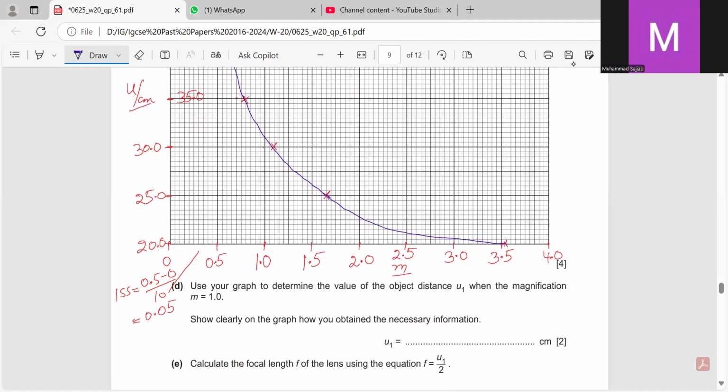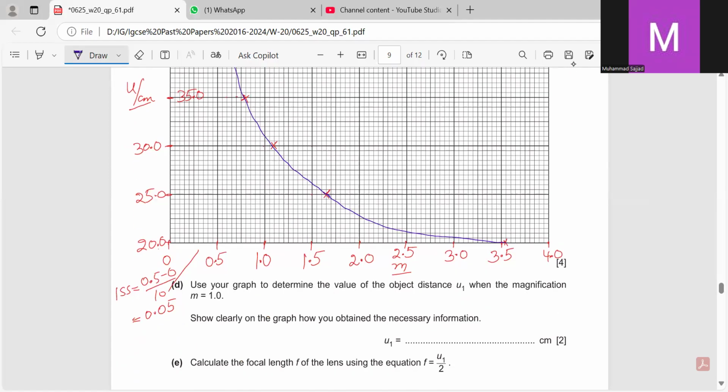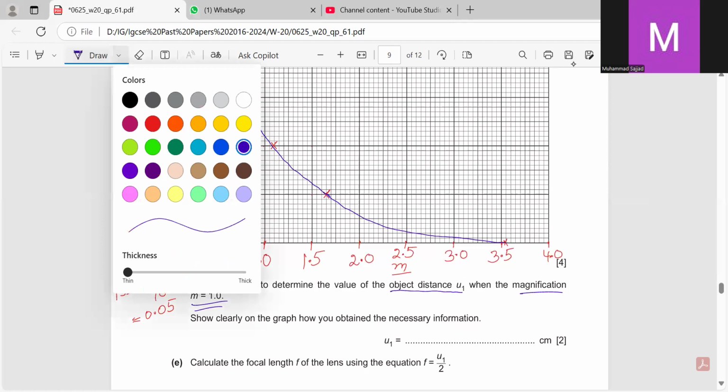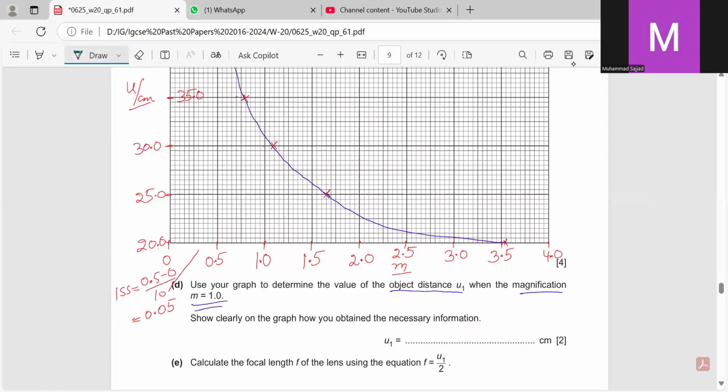Then use your graph. Now read the question really carefully. Use your graph to determine the value of the object distance u1 when the magnification m is equal to 1. So you have to locate it on the graph. m is equal to 1. Where is m equal to 1? My dear friends, here m is equal to 1. You have to show it to the examiner very clearly. Make use of your scale and do it.